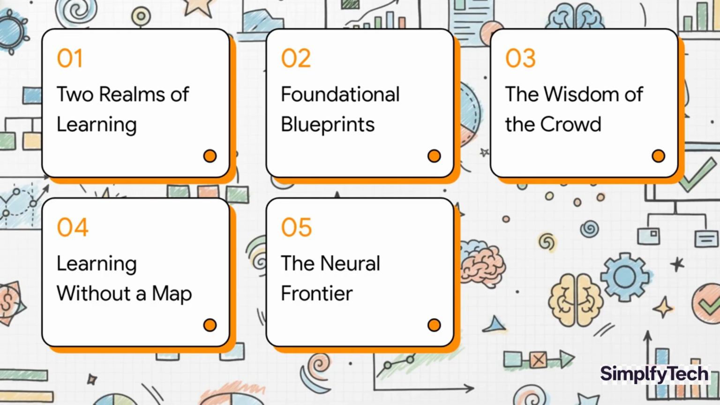We'll start with the biggest choice you have to make right at the beginning. Then we'll cover the basic tools of the trade, see what happens when we combine them, and then we'll venture out into the wild, learning without a map. And finally, we'll get to the really cool stuff, the modern power tools on the neural frontier.